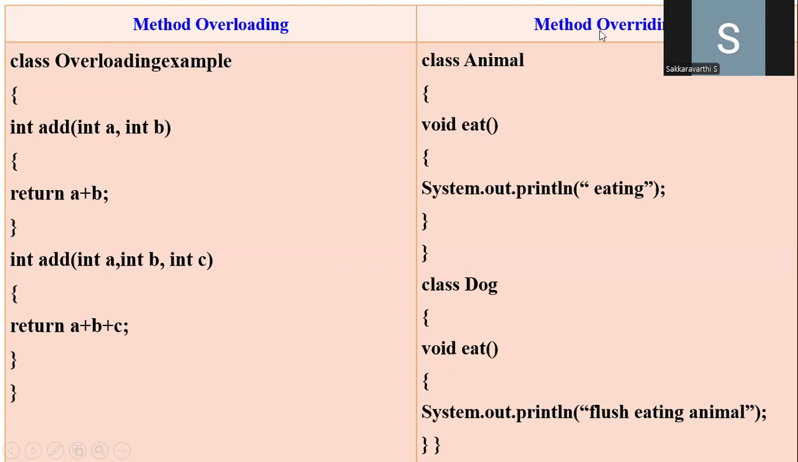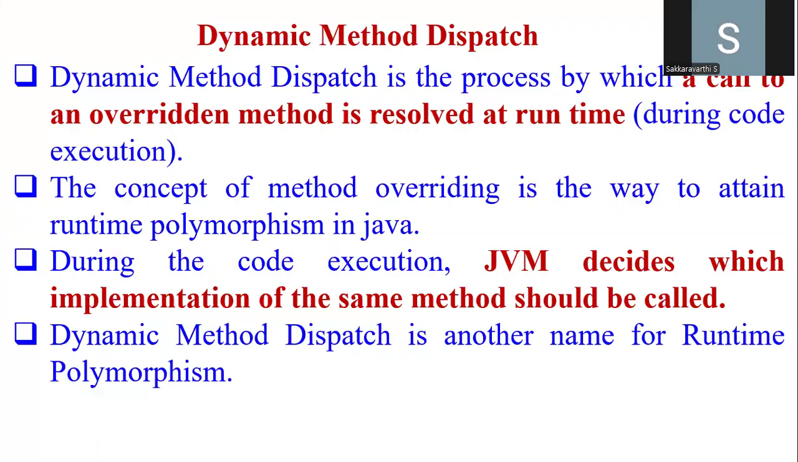In method overriding, we need two classes. So I am using the class Animal and class Dog. Right? So the dynamic method dispatch. Dynamic method dispatch is the process by which a call to an overridden method is resolved at runtime. The process is said to be dynamic method dispatch. So the concept of method overriding is the way to attain runtime polymorphism in Java.